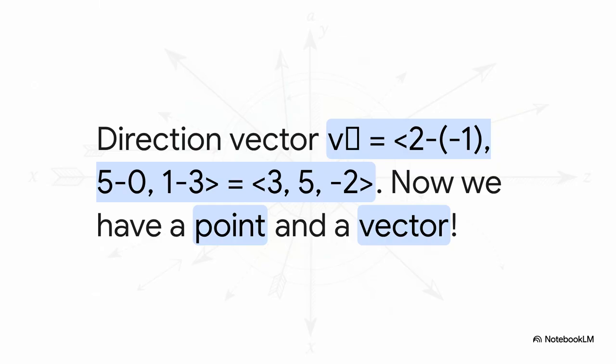So, for our example, the vector from P to Q is going to be 2 minus -1, 5 minus 0, and 1 minus 3. And that all simplifies down to 3, 5, -2. And just like that, we have our direction vector. Now we've got a point, we can use P for instance, and we've got a direction. We have everything we need to write any of the three forms of the equation.